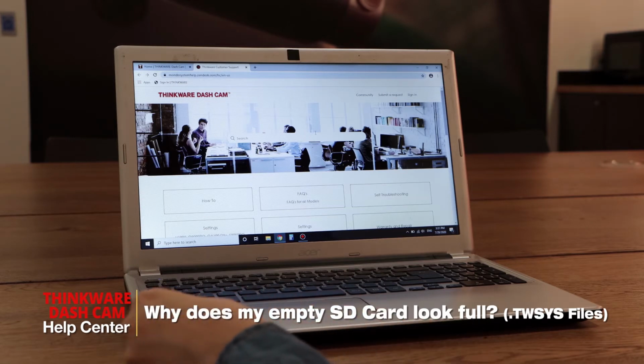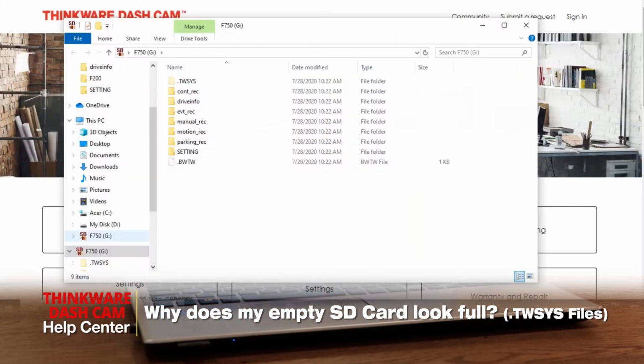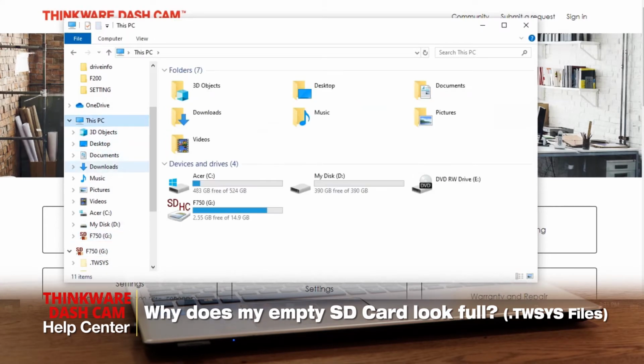Today we're going to be talking about temporary system files on the SD card. We have a lot of people contacting us asking about these temporary files that take up all the SD card space. As soon as you put the SD card into the dash cam, it's going to load all of these temporary files, so it makes the SD card look full. As you can see here, it does look full.